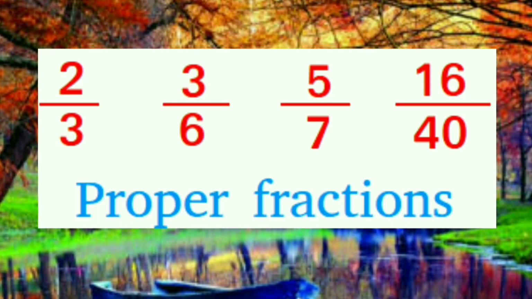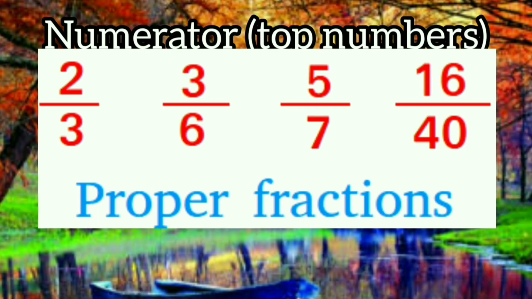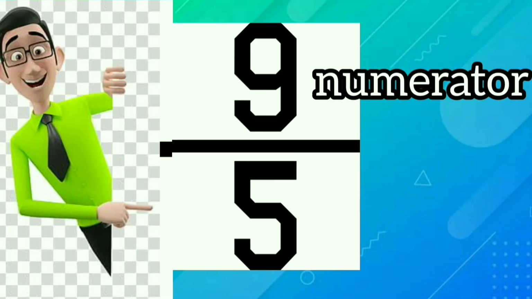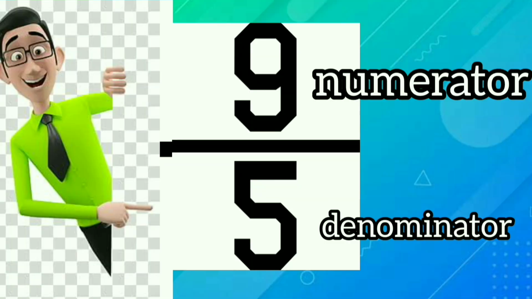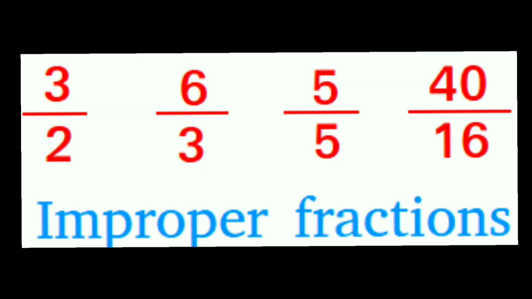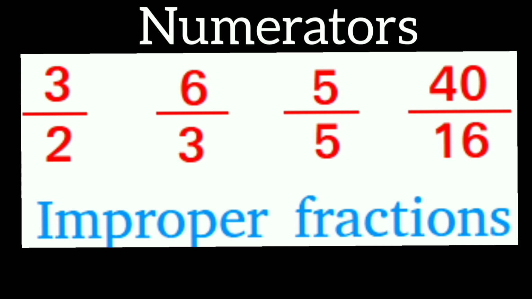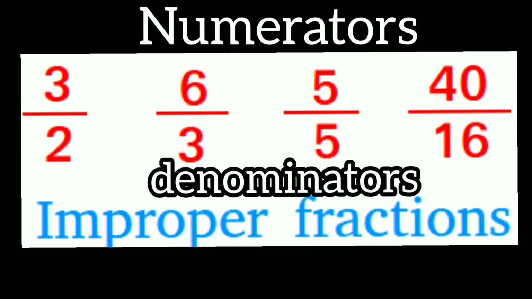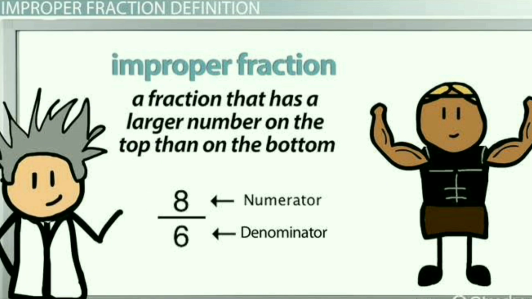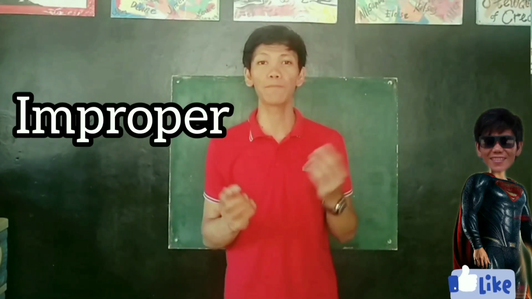Huwag maguguluhan. Kapag ang ating numerator ay mas mababa kaysa sa denominator o yung number sa ilalim, yan ang proper fractions. But when the top number or the numerator is bigger than the bottom number or the denominator, that is already an improper fraction. So ang ibig sabihin, ang improper fractions ay kapag mas mataas ang number ng numerator kumpara sa denominator o yung mga bottom numbers na nakikita natin sa ilalim ng numerators. Improper fraction, a fraction that has a larger number on the top than on the bottom. And that is the difference between improper and proper fractions.